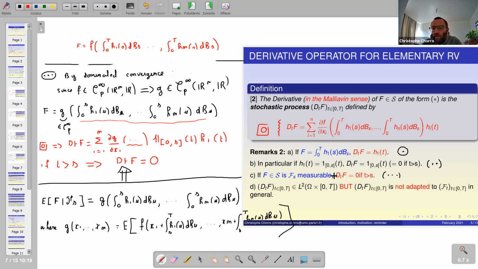And we are going to see hereafter that this result is true in more generality than only for elementary random variables. But I have this in mind. So the derivative of a Wiener integral is what I have inside. In particular, the derivative at a particular time is equal to an indicator function. And then I have proved that if I have an elementary random variable that is Fs measurable, dt of f is equal to 0 for t strictly greater than s.